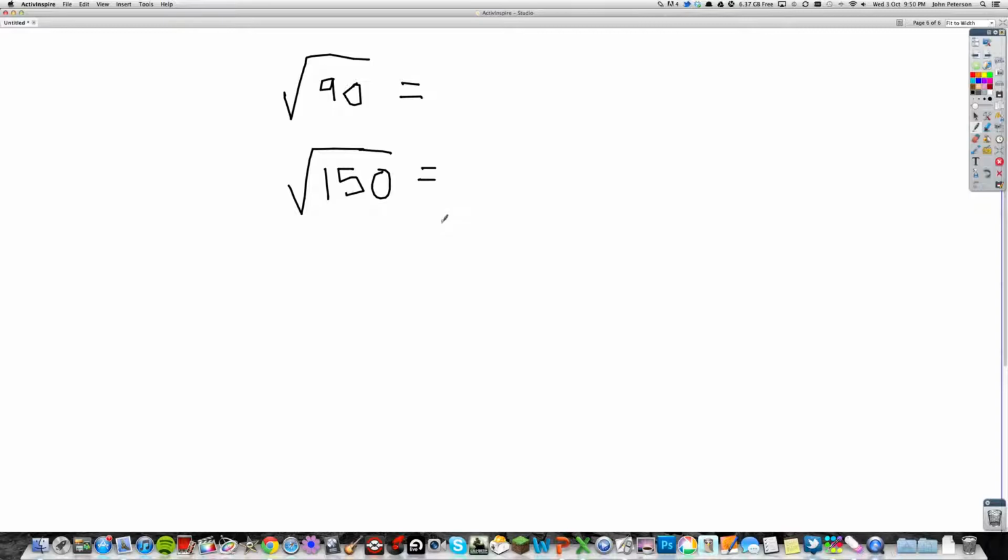And then some others. Have a look at the square root of 54 over the square root of 6. Can you simplify that down for me? So I've got those three, and then we'll go through it in class.